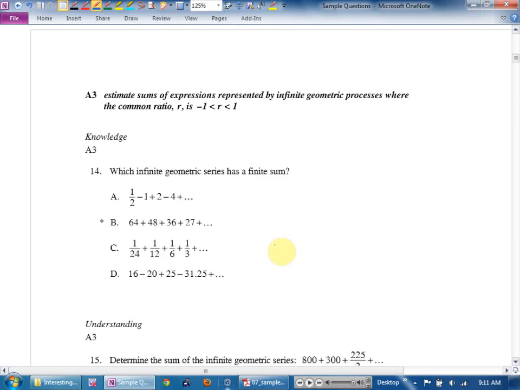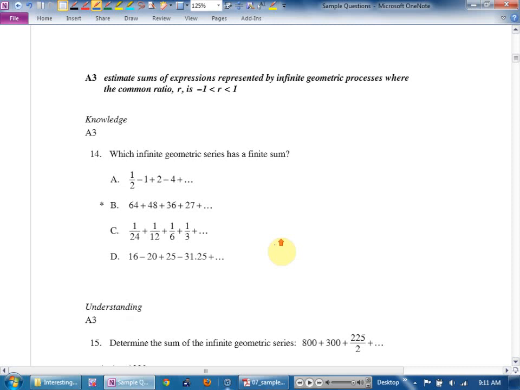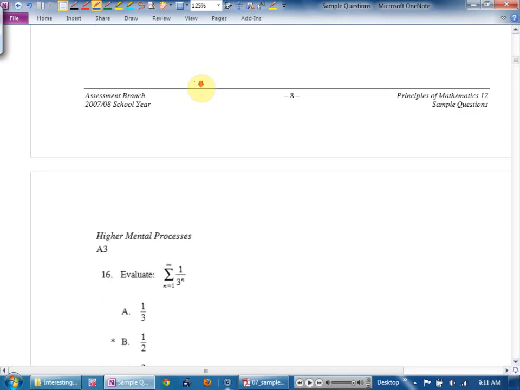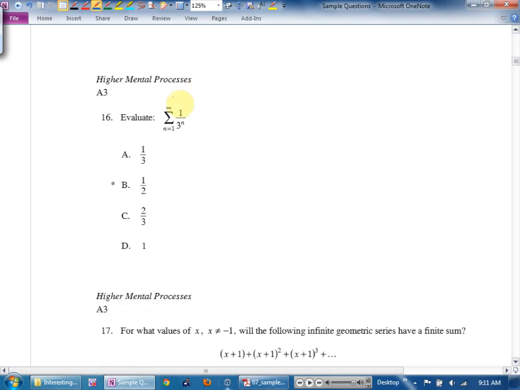Understanding. Talking about for an infinite series, you need to know that R has to be a fraction if it's going to converge. So here is a higher mental process.